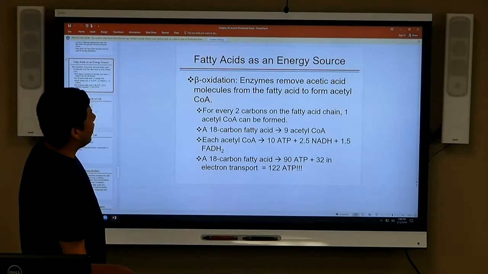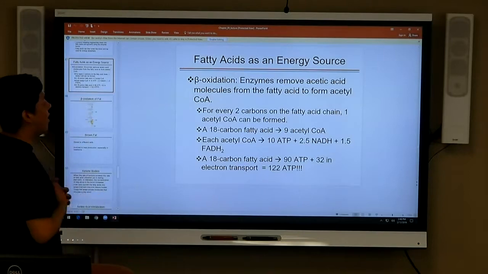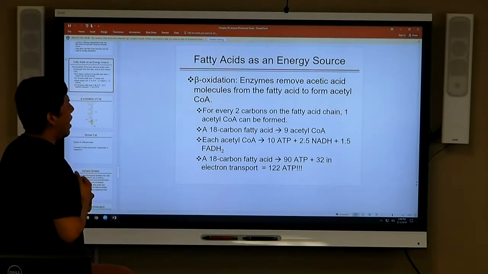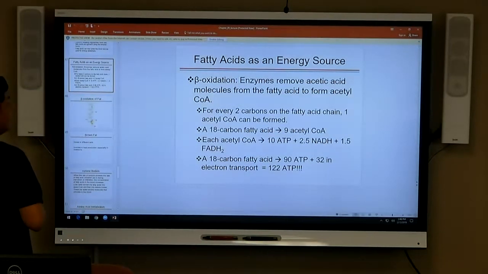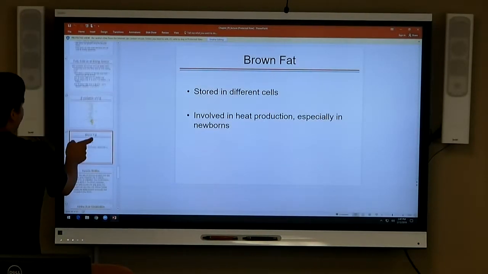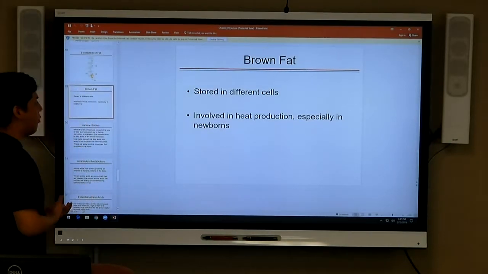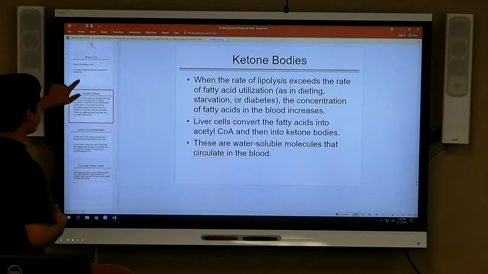Fatty acids as an energy source. Enzymes remove acetic acid molecules from the fatty acid to form acetyl CoA. Brown fat, stored in different cells, is involved in heat production, especially in newborns.